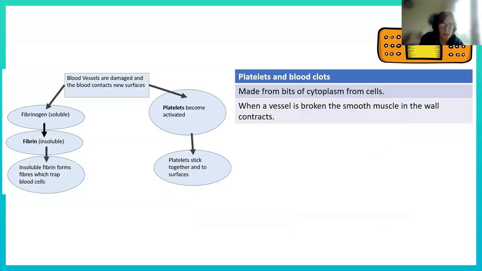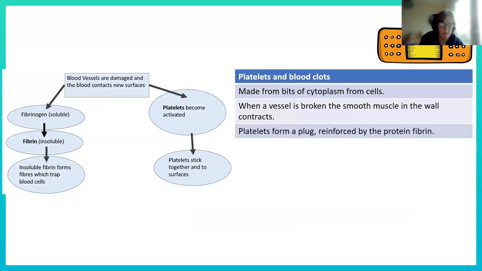Another thing that will happen when all of these processes are going on is they will cause the blood vessels, depending on their size, they have muscle in them. Not so the capillaries, they don't have muscle in them, they're way too small, but the arterioles and arteries have muscles in them, and it will contract, squeeze together to stop the blood leaving it really, and you'll have platelets forming the plug. This is reinforced by the fibrin.